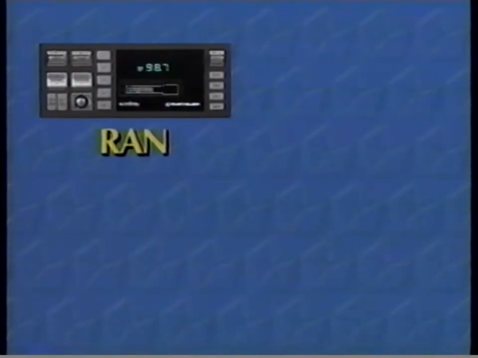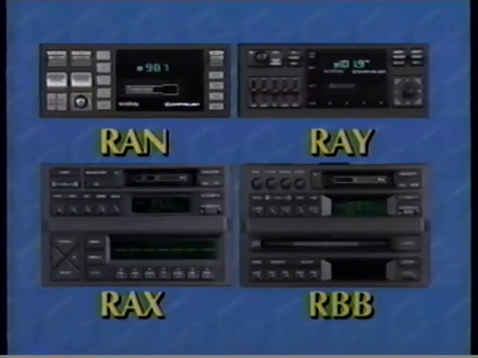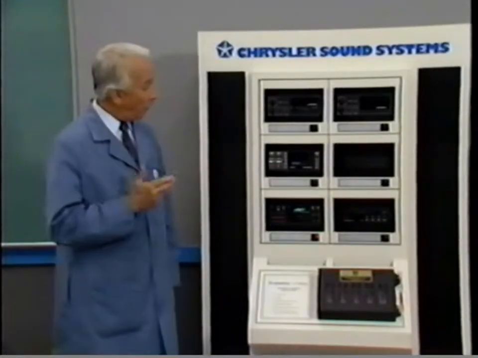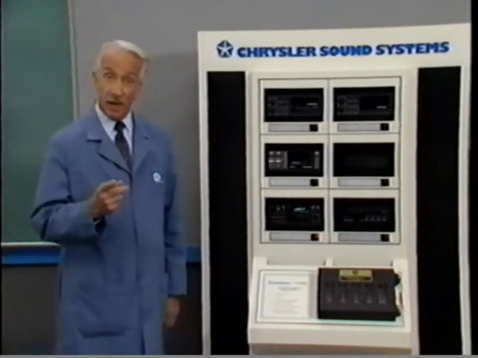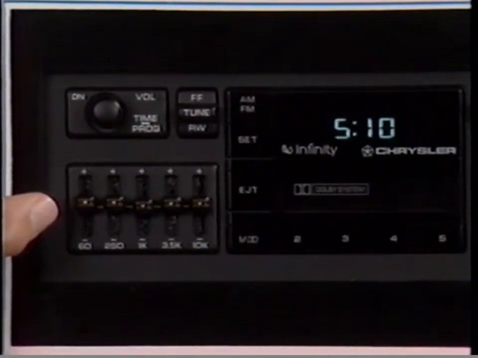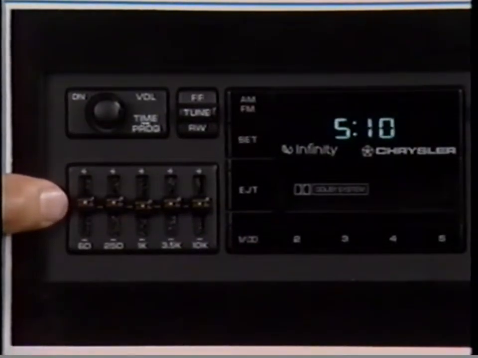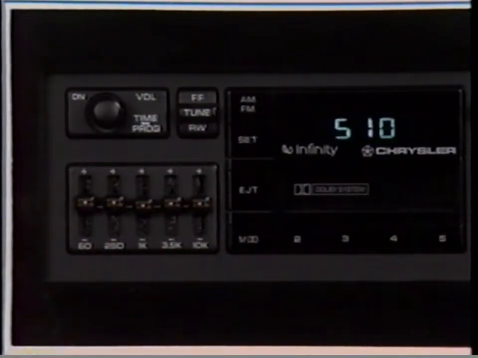The 4 premium radios for 1991 are the RAN, RAY, RAX, and the RBB. The RAN, RAX, and RBB are carryovers from 1990. The RAY radio has a totally new look for 1991 with a new rotary on-off and volume control knob. Pushing this knob will also change the frequency display to the time display. The 5-band equalizer was also changed to a manually controlled system.